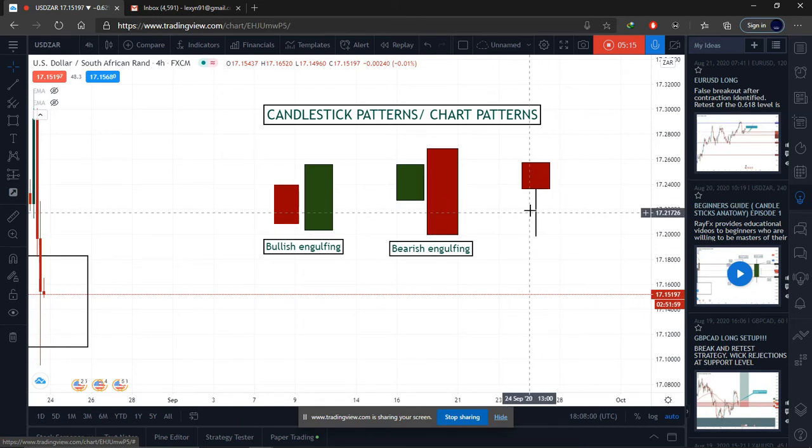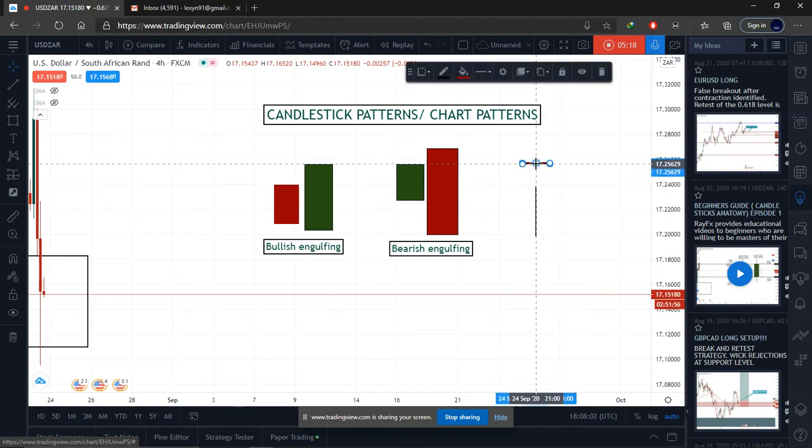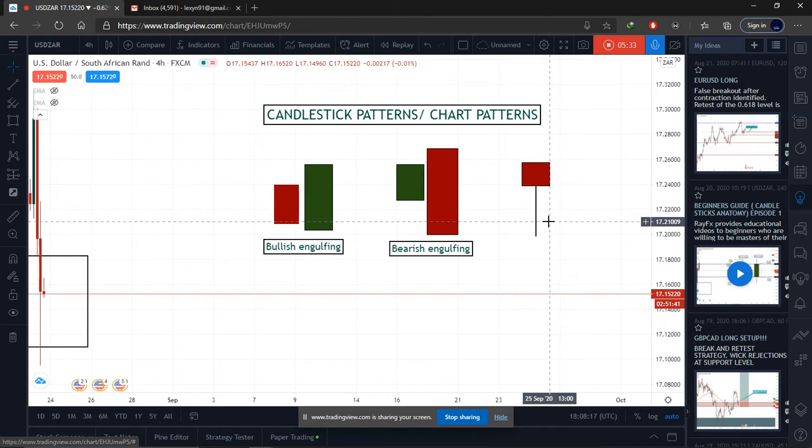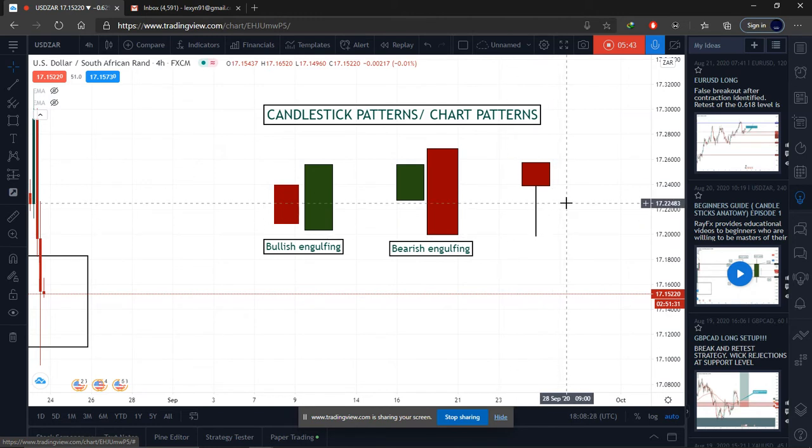The psychology behind the market is that sellers were able to push the market down to this level, but then because the buyers are strong in the market, they were able to push price way back to close at this level. I hope you understand. So a pin bar is identified by this long wick, and when you find a long wick at the support level, it tells you that the buyers were very strong at that level.